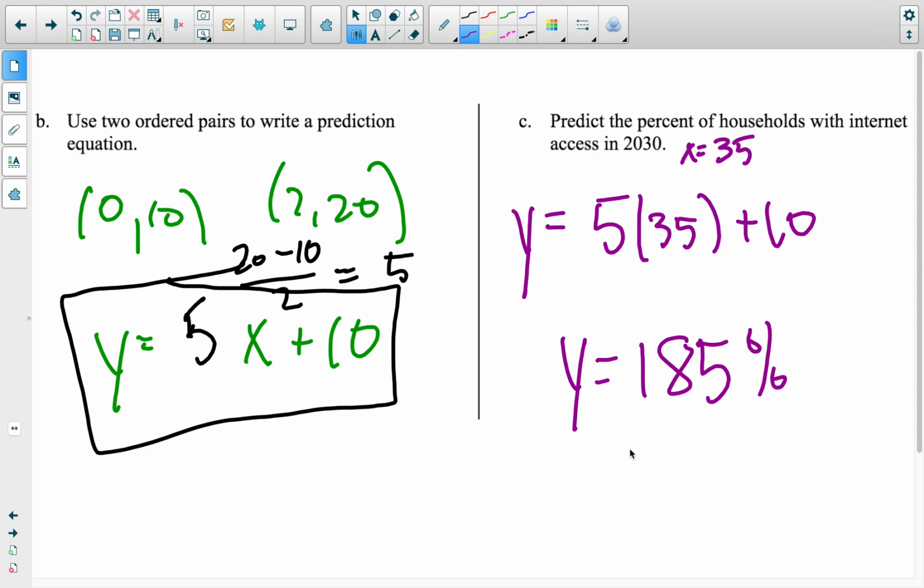I'm going to cut this video off here, and then I will post another one with how to do this using Desmos.